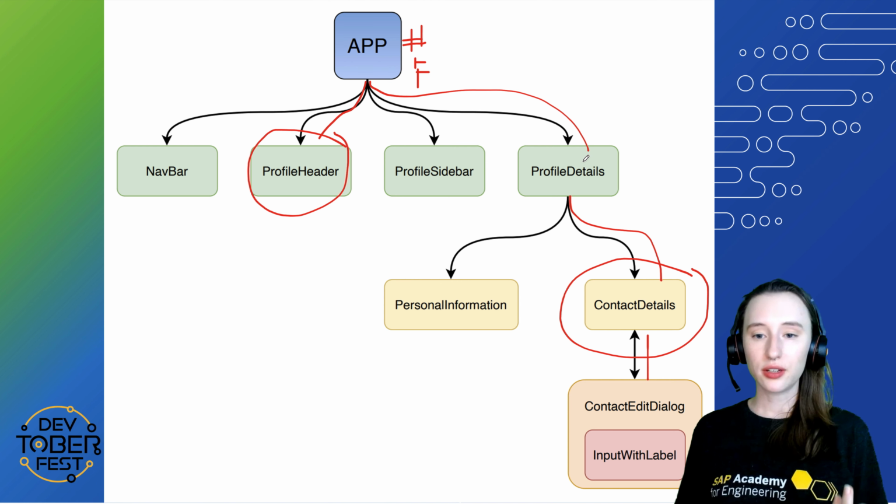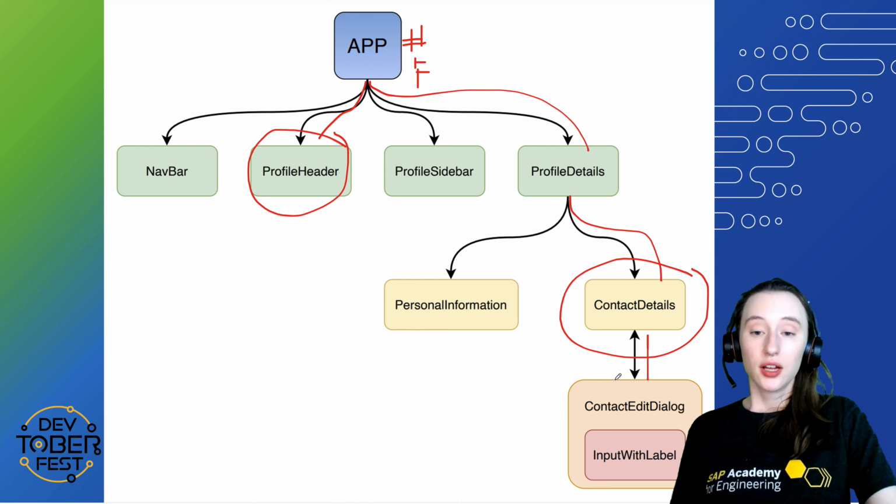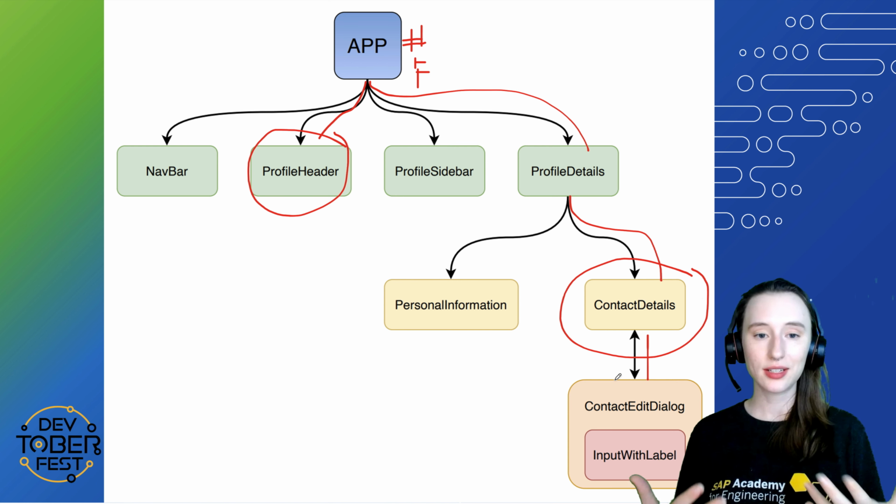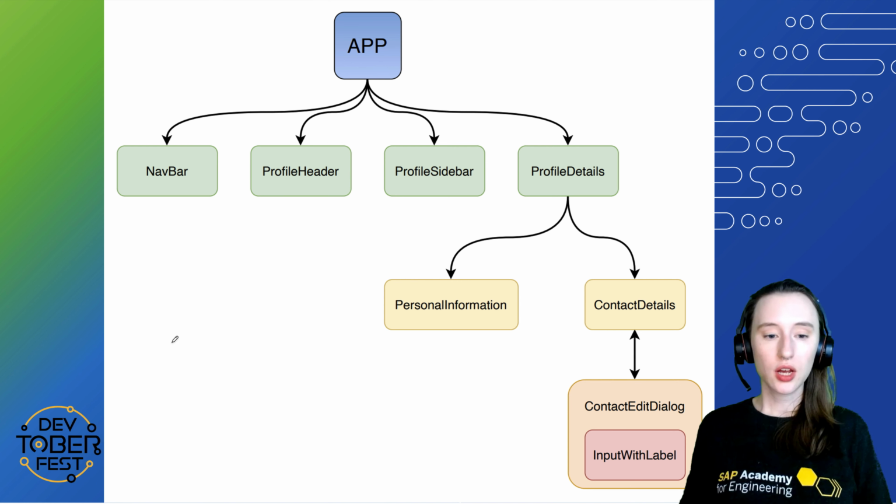So we would have to send it through to profile details and then down to contact edit details. Neither of these two care about it, and then we have to send it down to contact edit dialog. This is really complicated. It involves components that don't really need to have this data or this function, and it can be vastly improved by implementing Redux.